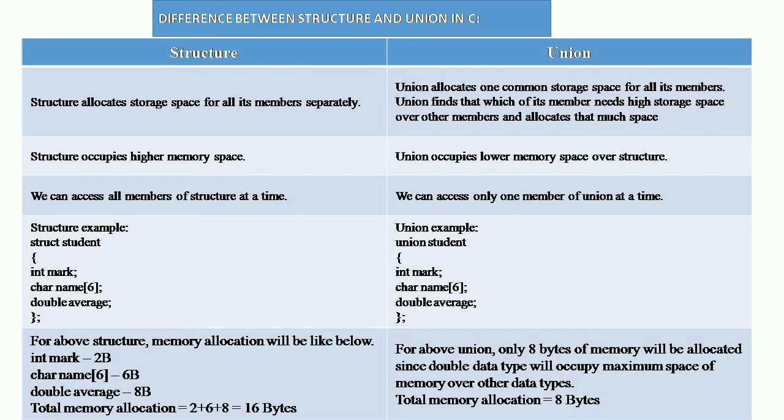Then go to enumerated data types. What is the first topic you have today? That is unions and enumerated data type. Enumeration is a user-defined data type in C. It is mainly used to assign names to integral constants. The names make a program easy to read and maintain.